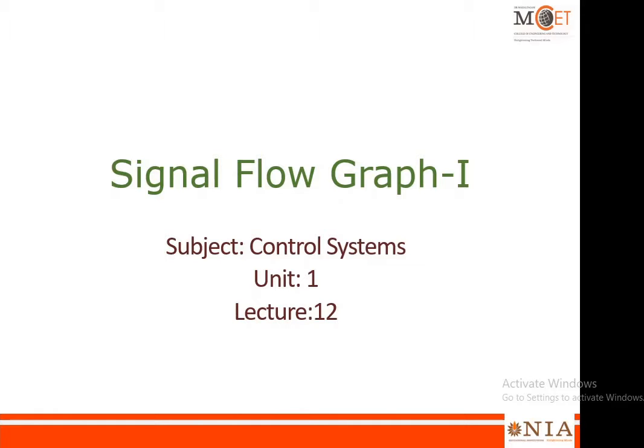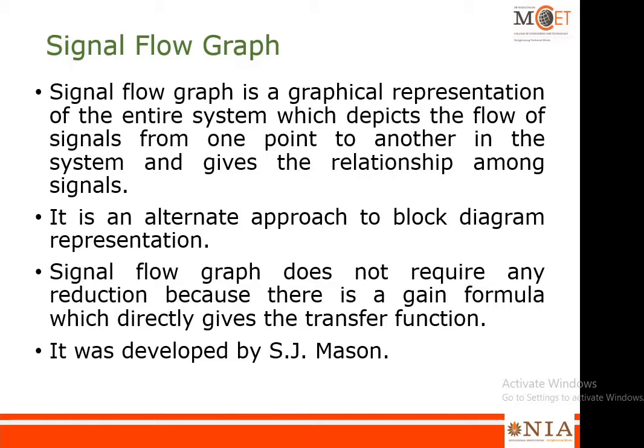Signal flow graphs are a graphical representation of control systems. So here's a definition for signal flow graph. It depicts the flow of signals from one point to another in the system, and it also gives the relationship among the signals flowing in the system. Similar to block diagram technique, signal flow graphs are also used to compute the transfer function of the system. But the only difference is here in a signal flow graph, you have a direct formula to calculate the transfer function of the system. Whereas in block diagram, you have to go through many steps to compute the transfer function.